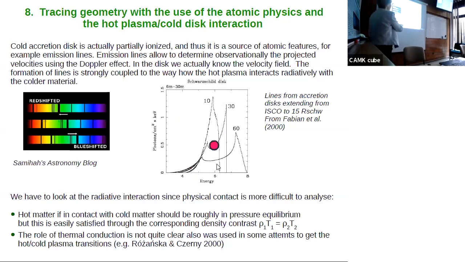Of course, always you have the dependence on the viewing angle because you see the projected velocity. So if you have a top view, you actually would see only a narrow line without really broadening. So broadening is the strongest if you have a 60 degrees viewing angle, and for the top view, it's almost a single line.